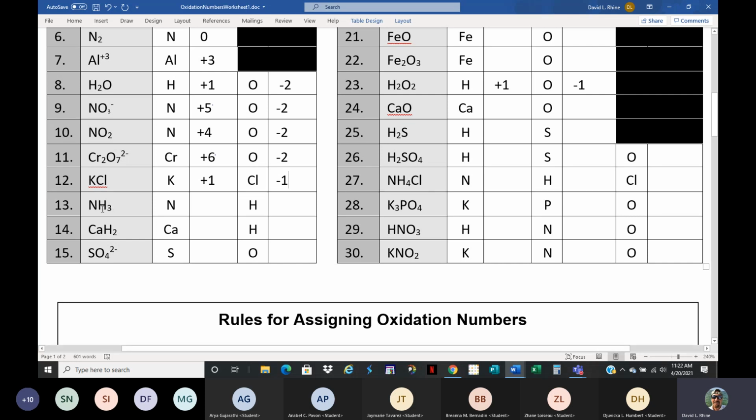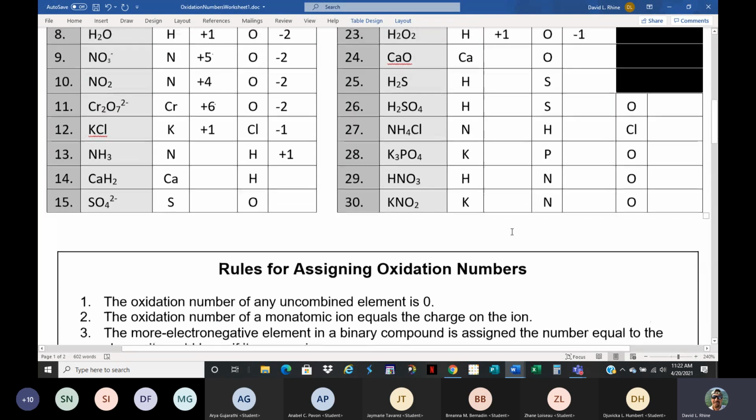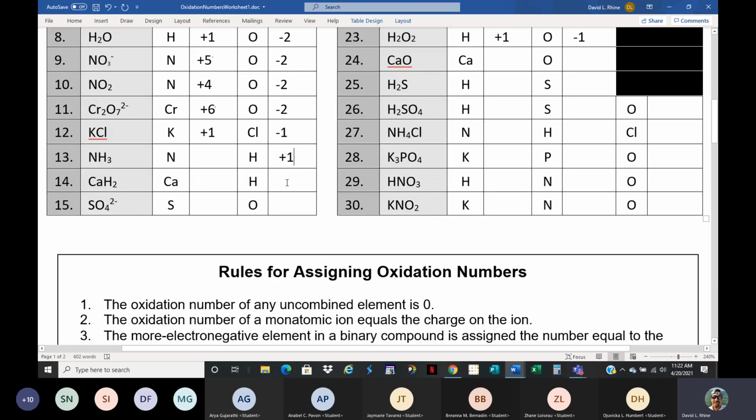Okay, so in this case, for ammonia or nitrogen trihydride, which is what this is, we know the hydrogen's +1, because by rule, the oxidation state of hydrogen in most compounds is +1 unless it's combined with a metal. Nitrogen's not a metal, so hydrogen +1. There's 3 of them, means the total positive charge is 3. So the total negative charge must be -3. And there's only 1 nitrogen, so it's got to be a -3.